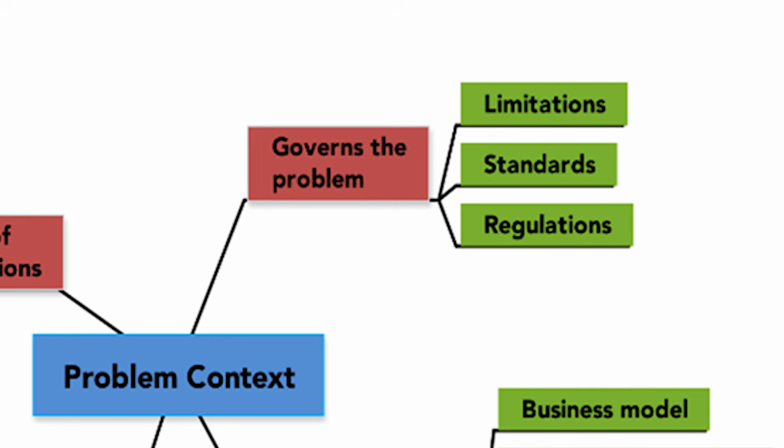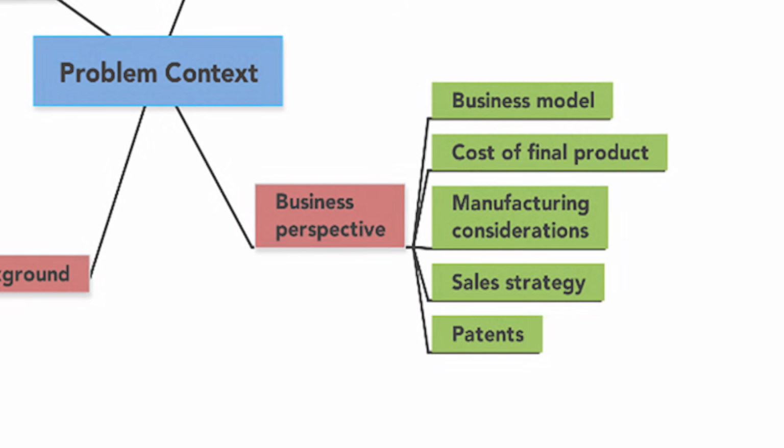It is important to consider what governs your design problem. For example, are there any standards or regulations that need to be applied? The fourth quadrant considers the business perspective. For your design problem, what business model are you going to use? What is the cost of your final product? What are the manufacturing considerations and sales strategies? And finally, you should research patents on relevant products.